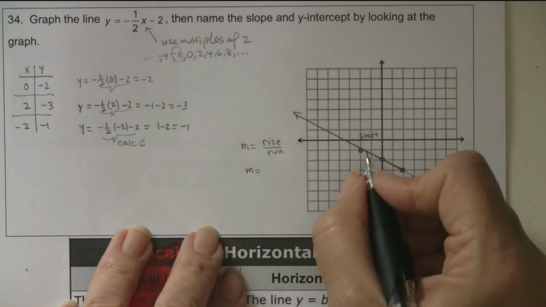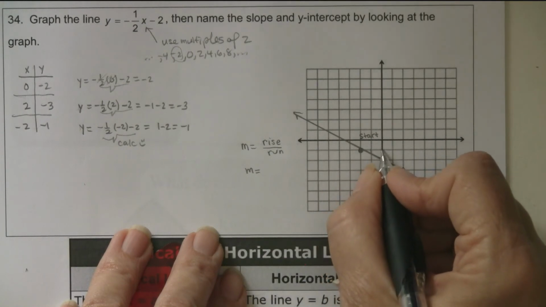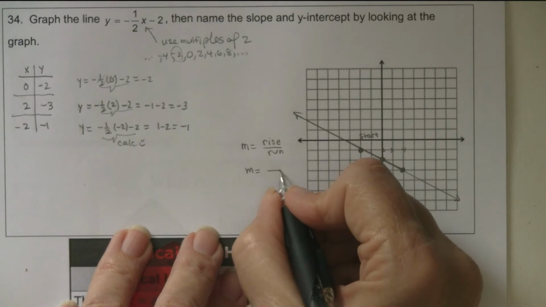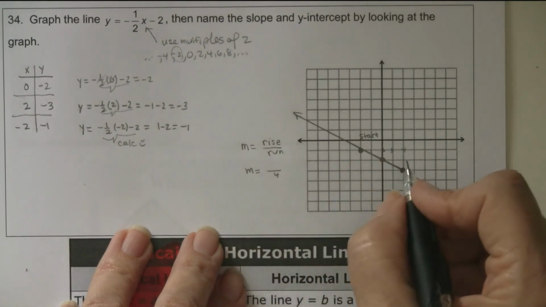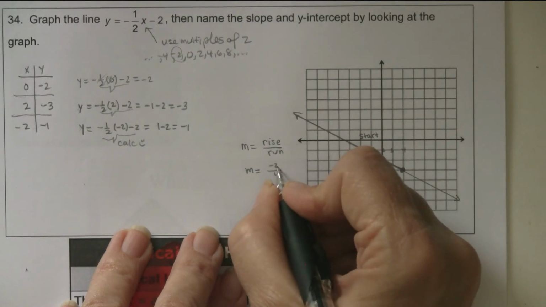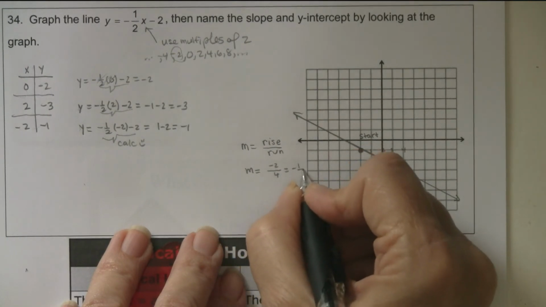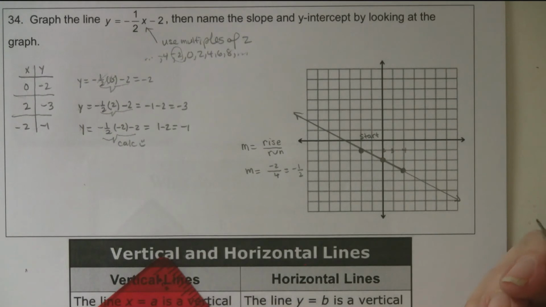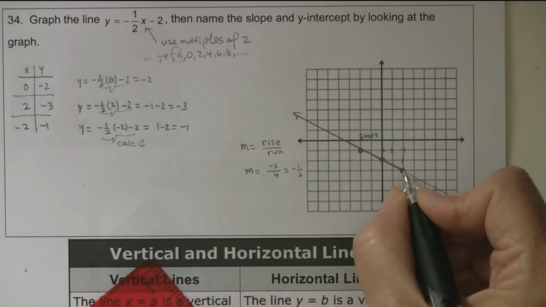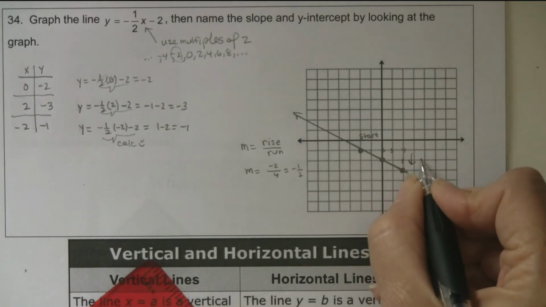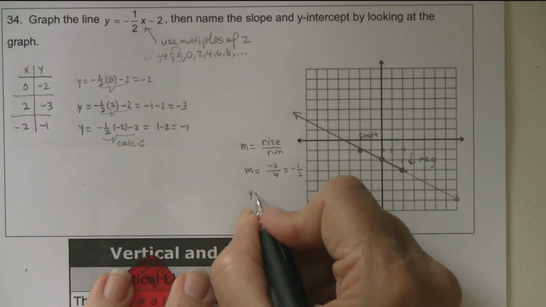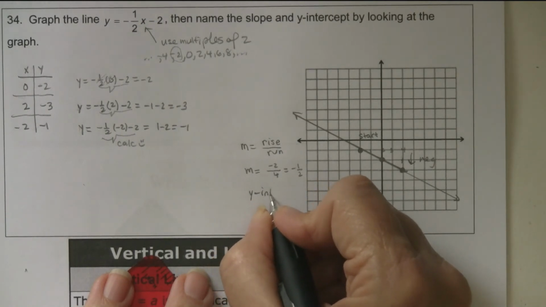And I was taught to count the run first. 1, 2, 3, 4. And if you're saying by counting over to that one, you're going to have to reduce, you're right. 1, 2, and it's down, right? So -2. So this is -1/2. But I didn't care. I wanted to count to that point. So I did 1, 2, and it was down, right? So it was negative.